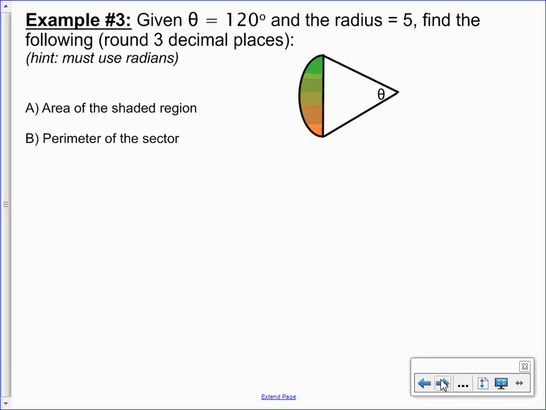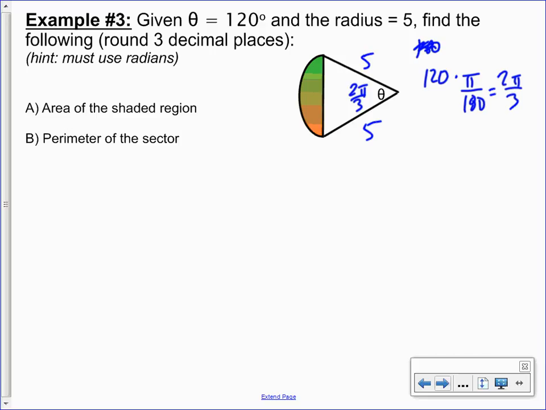Right. 120 degrees is what in radians? Has anyone not seen conversion? Right, to change to radians, multiply by pi over 180. So that makes this 2 pi over 3. The radii are 5 and 5. Awesome. Area of the shaded region.